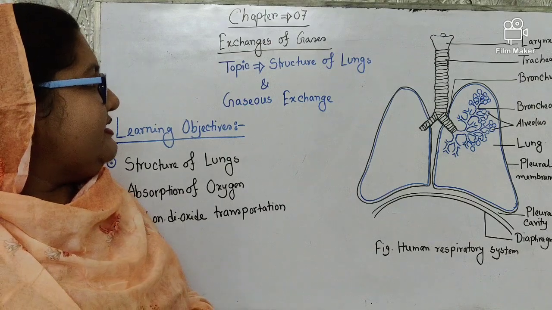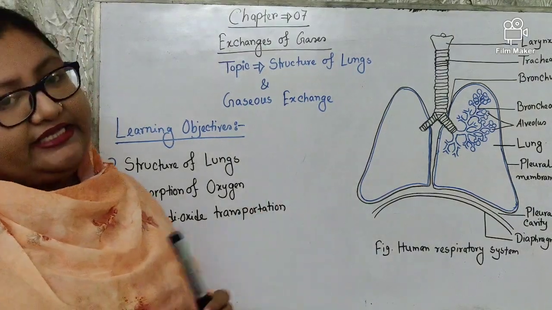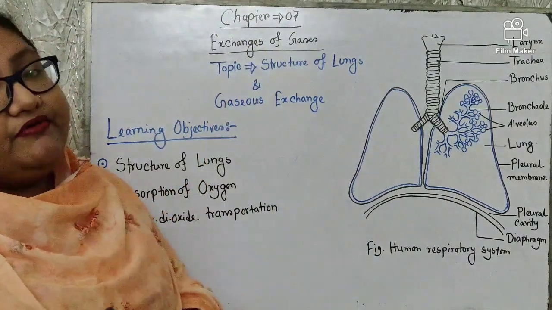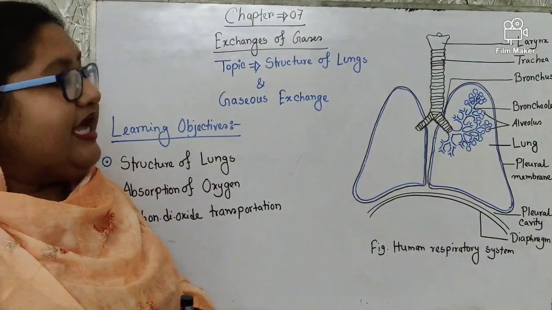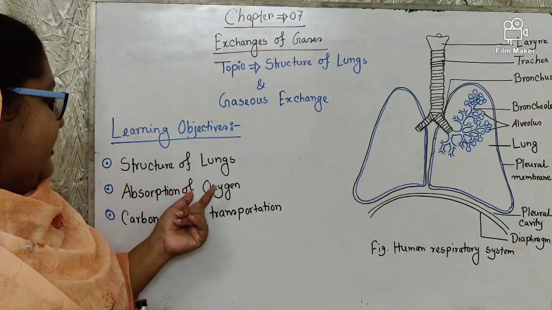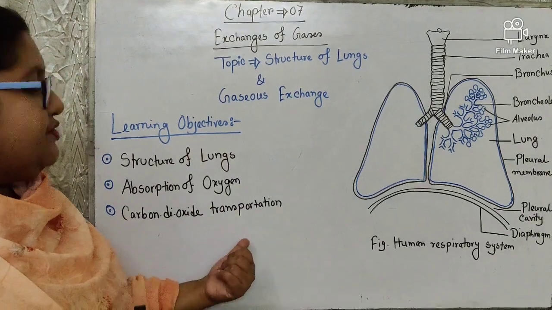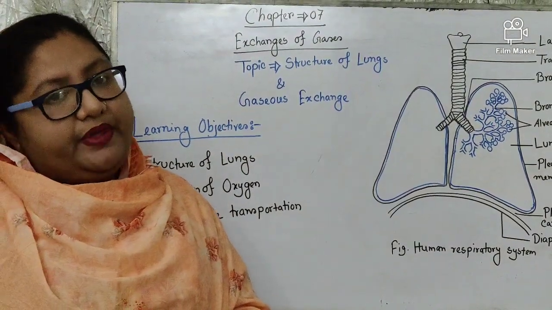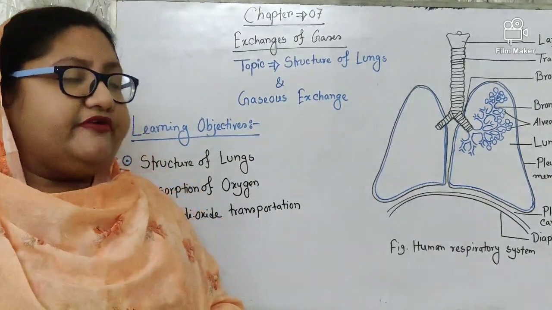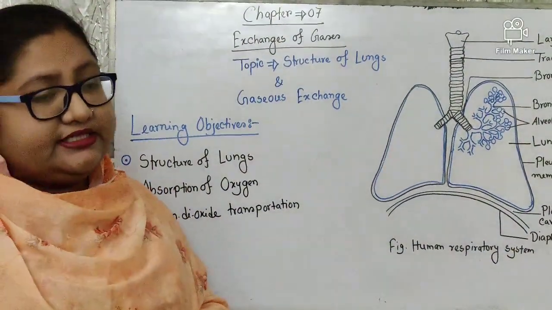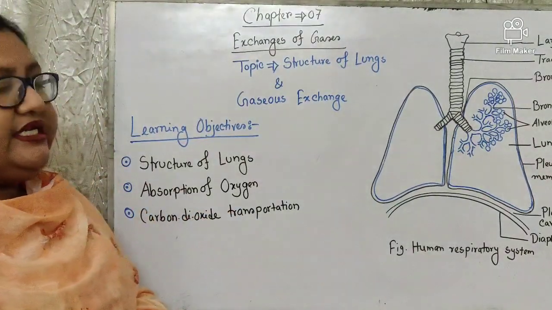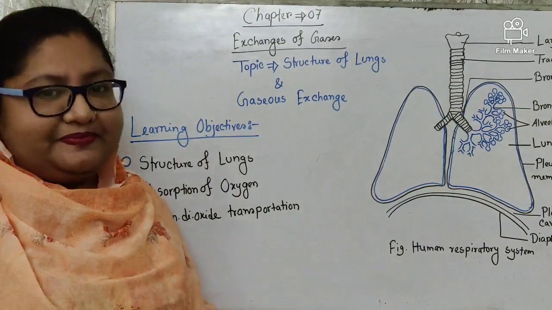Today, I will discuss structure of lungs and gaseous exchange, which is from chapter 7. The name of this chapter is Exchange of Gases. The learning objectives are structure of lungs, absorption of oxygen, carbon dioxide transportation. That means after my today's lecture, you will be able to explain the structure of lungs, the absorption process of oxygen, and the carbon dioxide transportation. Okay?